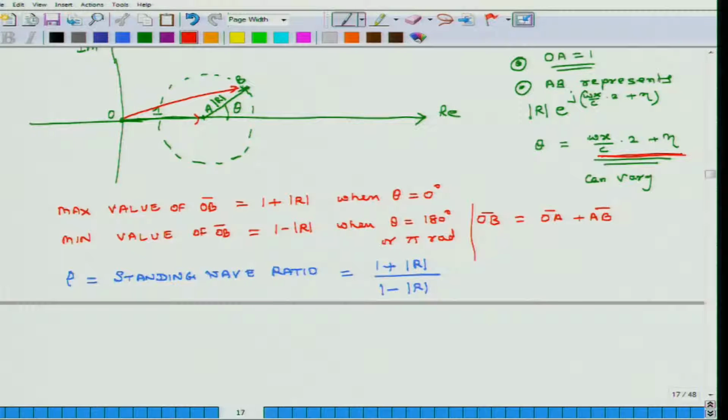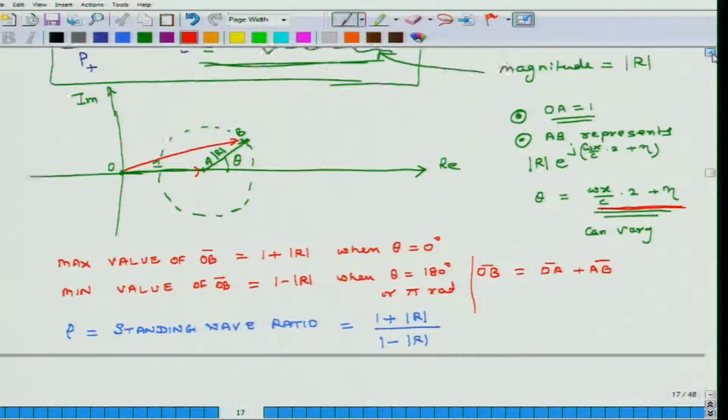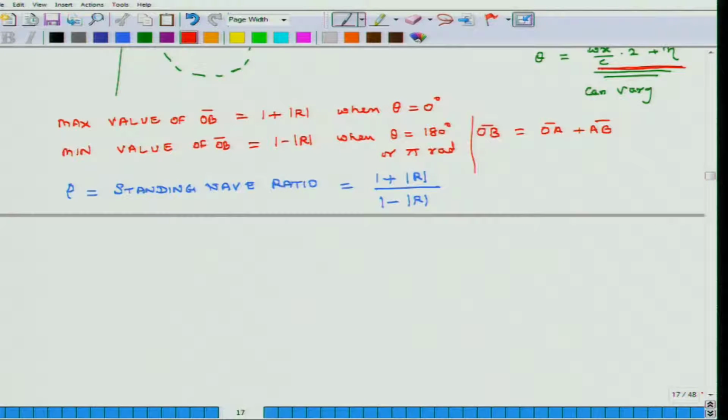So when theta is equal to 0 at some location of x, at that location the pressure will be maximum, because what does OB represent? It represents the ratio of P(x,w) by P plus. So when this term is maximum, then P(x,w) will also be maximum. So if I am sweeping the microphone and I find the location at which pressure is maximum, then I record the value of that pressure.